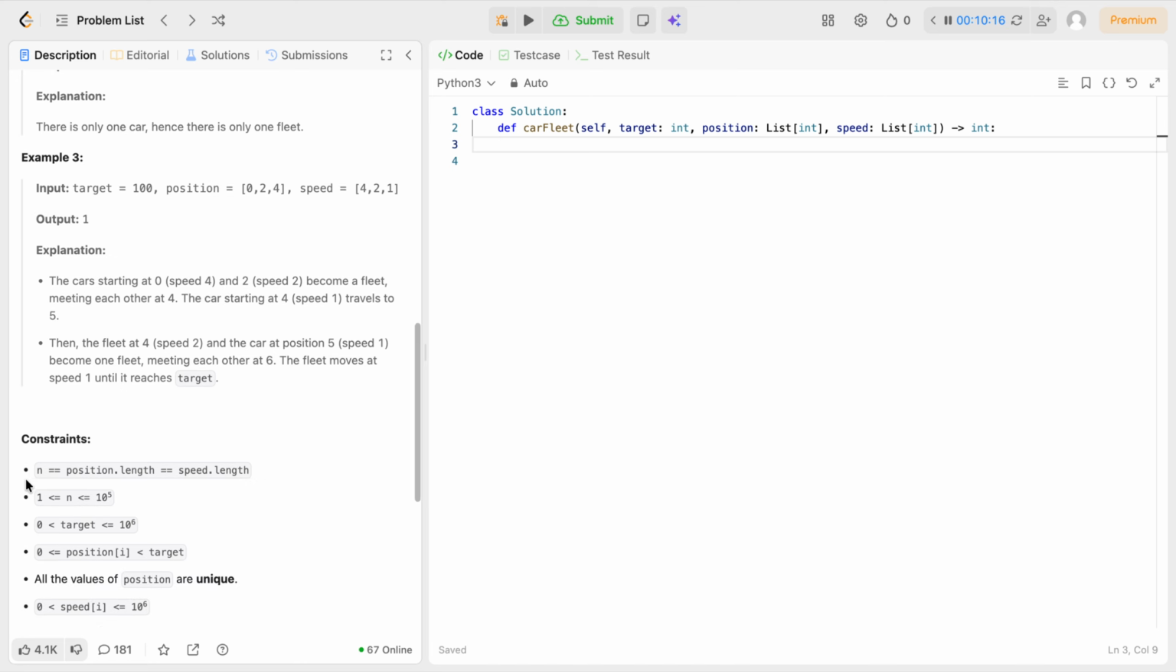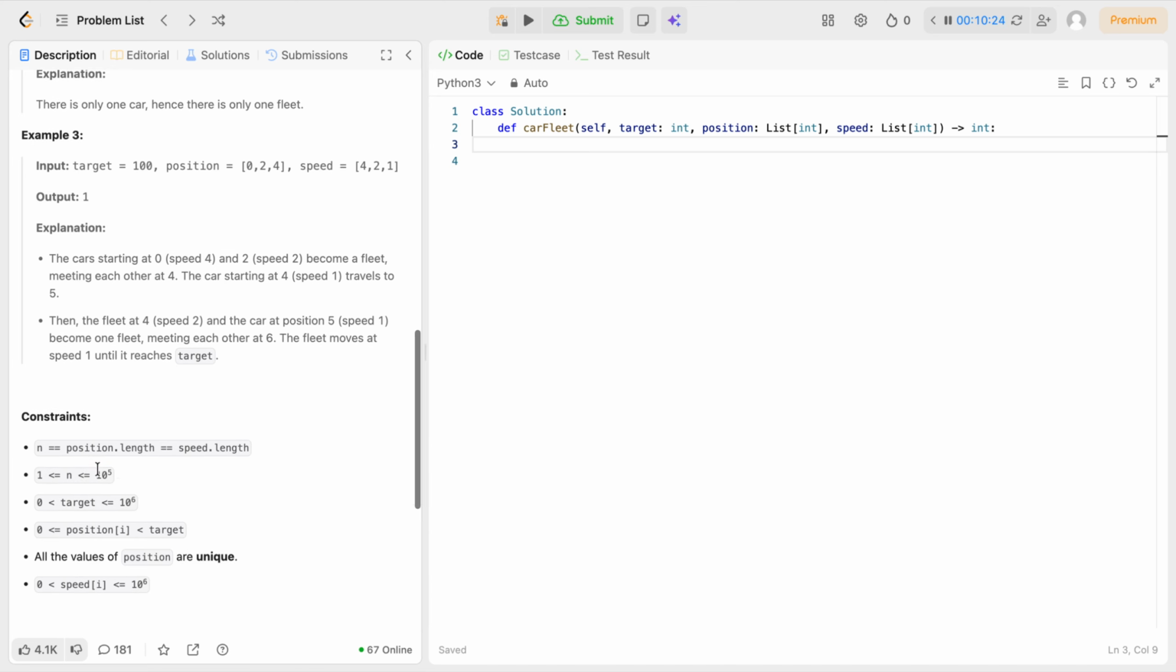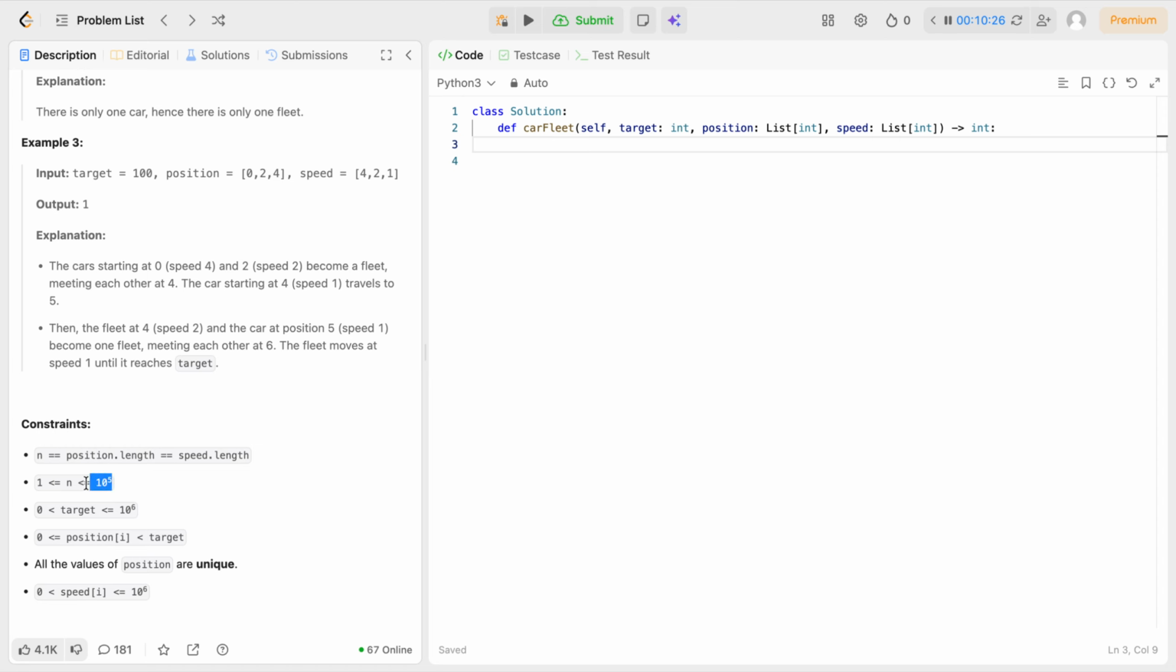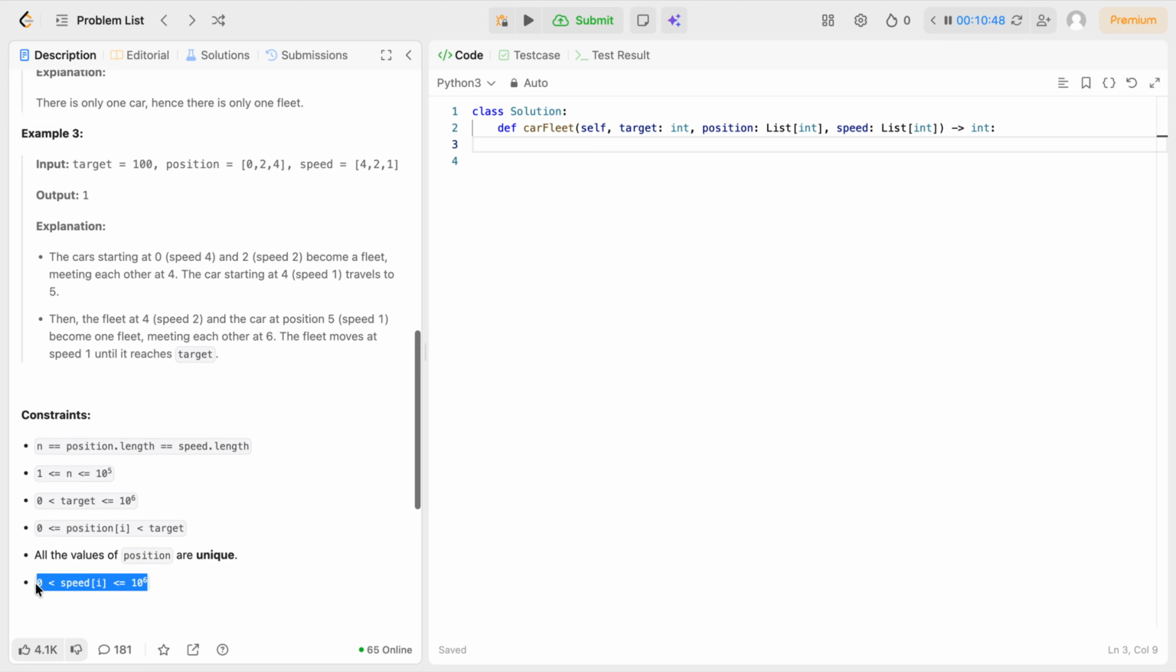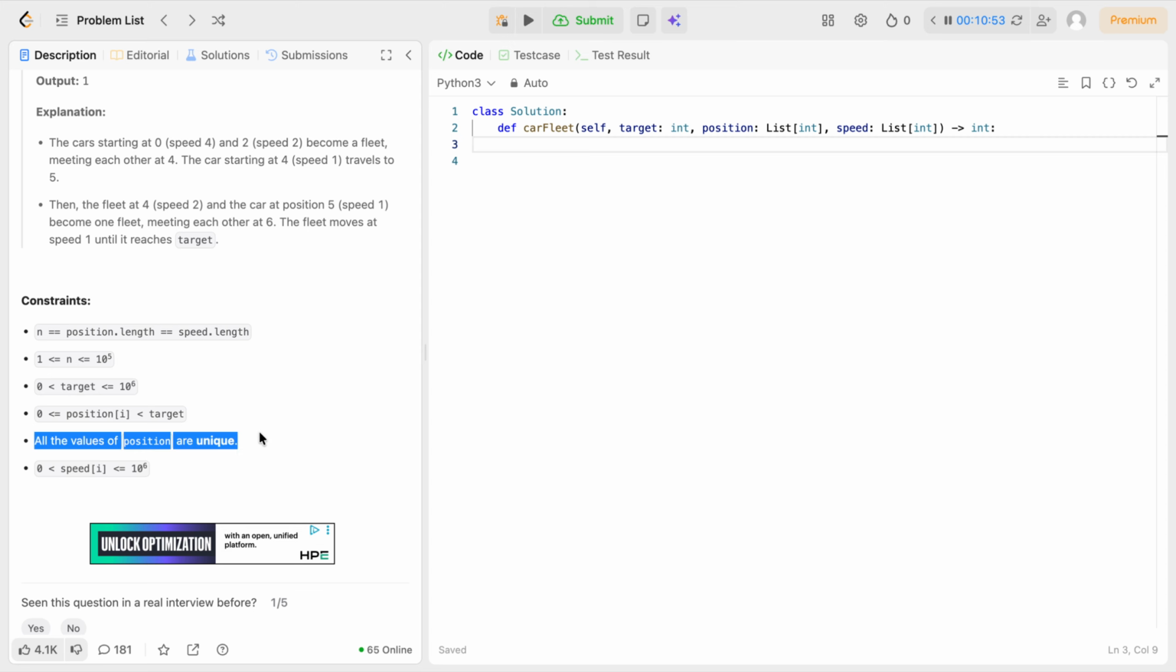Okay, cool. So n is equal to position.length and speed.length. There has to be at least one car, and it could be up to 10 to the power of 5. I wouldn't say this in an interview, but this is useful to know because now I know there's probably a more optimal solution, not just a brute force solution, because this number is so high. Target can be 0, okay. 10 to the power of 6, positions are 0 up to, and have to be less than target, and speed can be really high, interesting. All the values of position are unique.